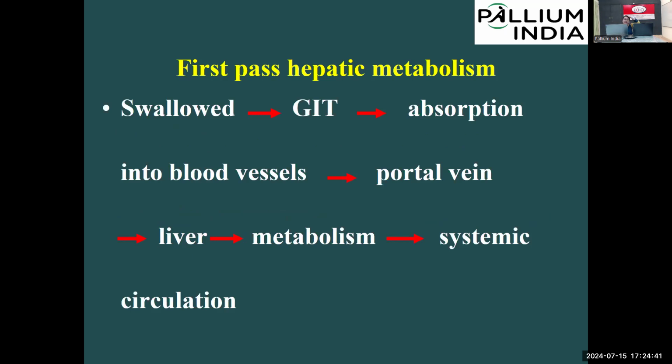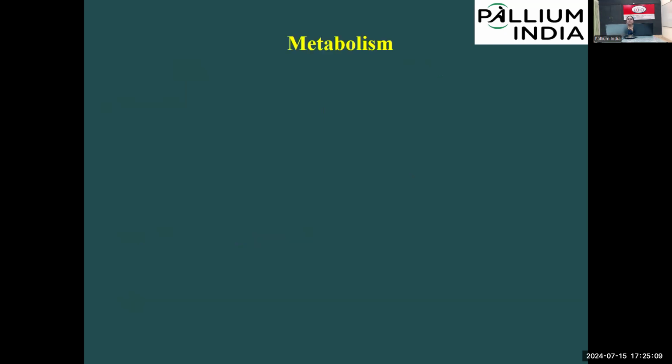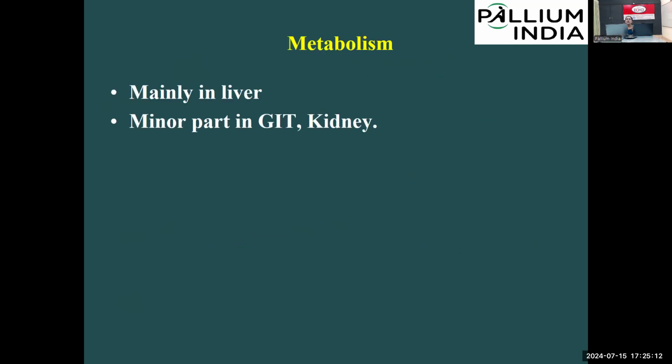Moving on to the metabolism of morphine. When morphine is taken orally, it reaches the gastrointestinal tract and is absorbed into the blood vessels. Through the portal vein circulation, it reaches the liver and undergoes metabolism. Morphine undergoes glucuronidation in the liver and its metabolites are released into the systemic circulation. The majority of metabolism takes place in the liver, but metabolism also takes place in the gastrointestinal tract as well as in the kidney.